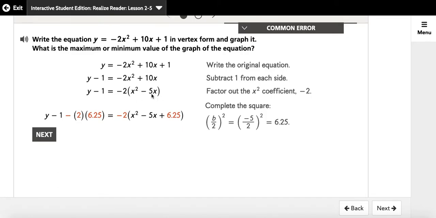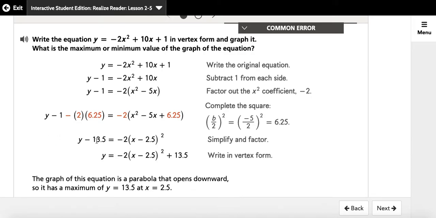It's going to be a little cumbersome here because half of negative 5 is 2.5, and 2.5 squared is 6.25. Because we factored out a negative 2, it's not just as simple to add 6.25 on this side. It's really negative 2 times 6.25, so that's why they have added a negative 2 times 6.25 to this side. We could have just multiplied. That is 12.5, so it's minus 12.5. And you already have the minus 1, so minus 1 and minus 12.5 would be minus 13.5.